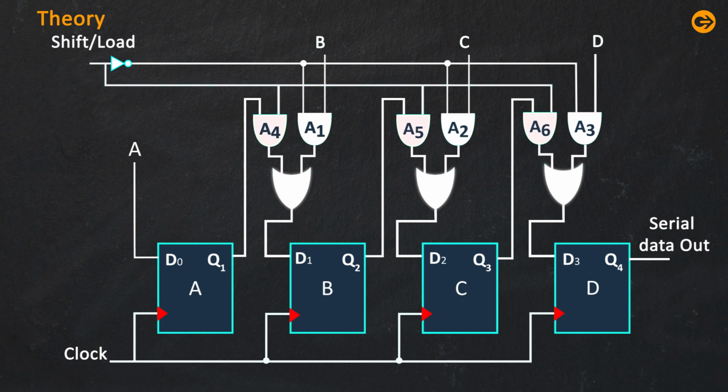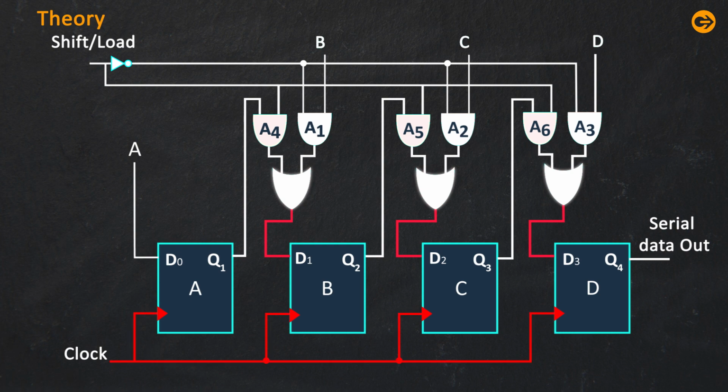If we observe, we can see the output of the first flip-flop is connected to A4. The output of the second flip-flop is connected to A5. The output of the third flip-flop is connected to A6. The output of all the OR gates is applied to the input of these flip-flops as shown in the figure. A single clock pulse is applied to all the flip-flops.